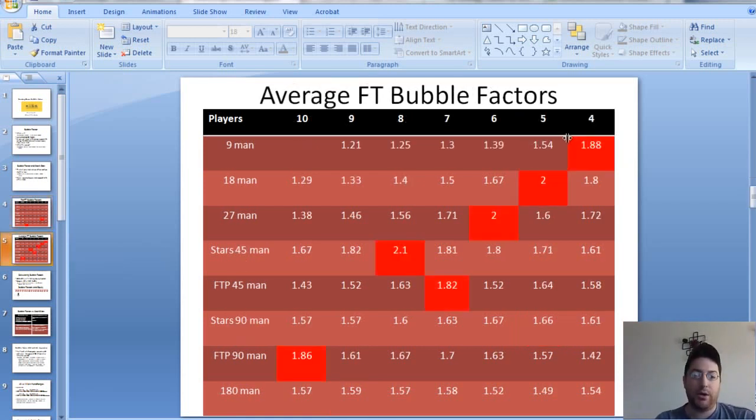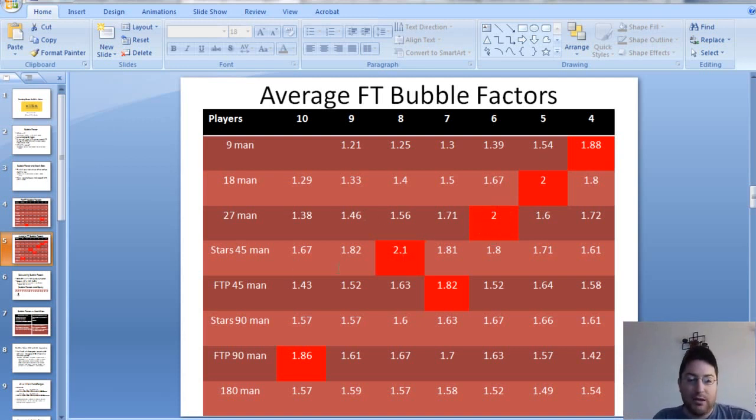And as you can see here, we have the actual bubbles of the 9, 18, 27, and 45 man games. So what this will show here, if we just follow these red blocks, the bubble of a 9 man, four-handed, 1.88. The bubble of an 18 man, again, if you think about the 18 man payouts, it's a flat payout. 40, 30, 20, 10 in terms of the payout. So there's not as much reward for the next pay jump. So accordingly, your bubble factor will reflect that. Okay, 27 man, very similar.